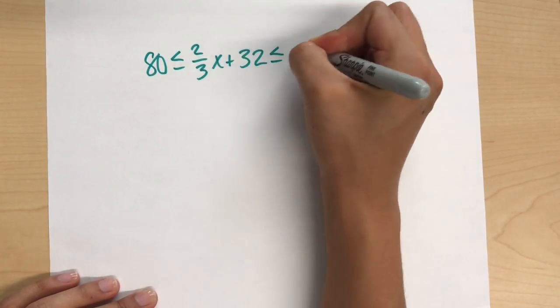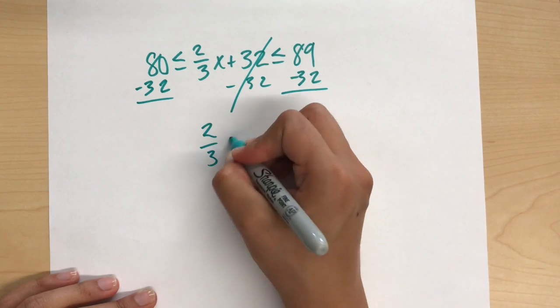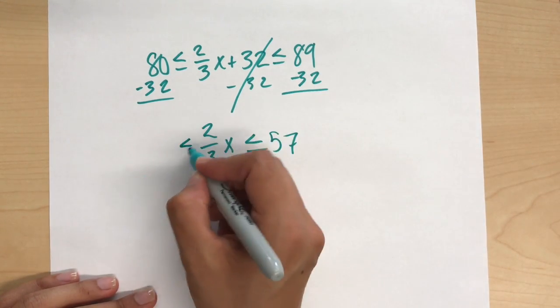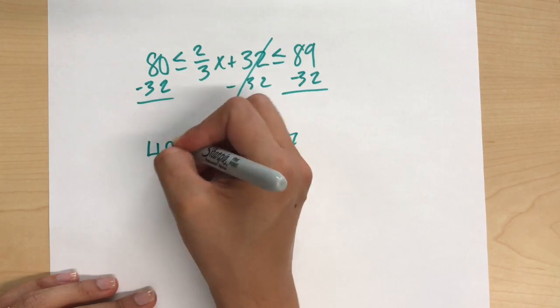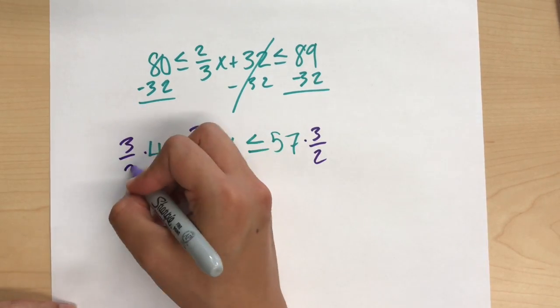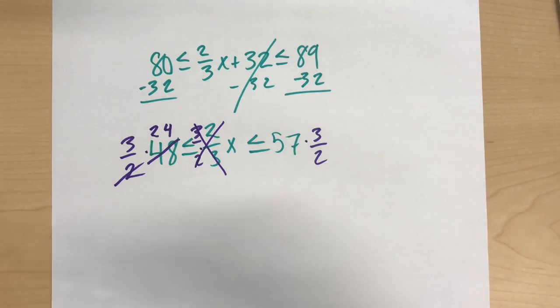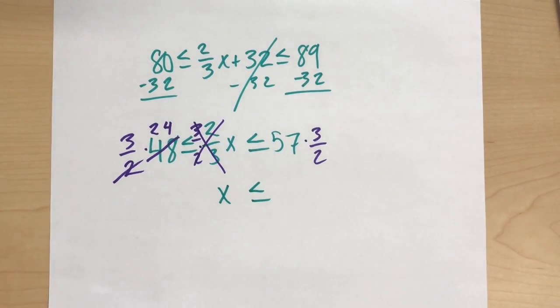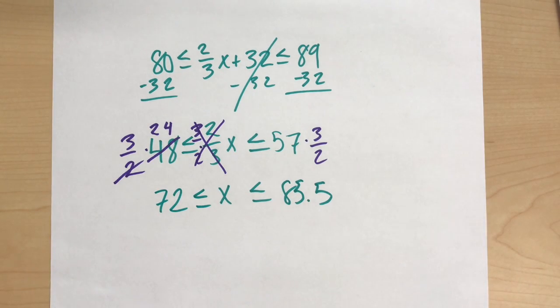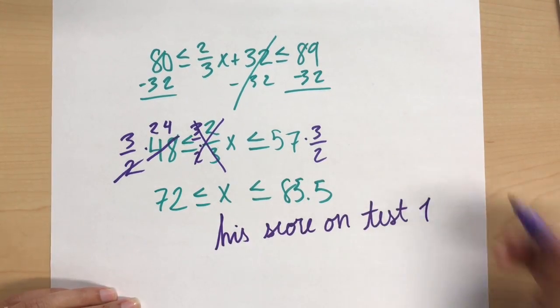Okay, that inclusive word is very important. It tells you whether it's just the less than signs or the less than or equal to signs. So I'm subtracting 32 from all 3 sides of the inequality, and I end up with 48 is less than or equal to 2/3 x is less than or equal to 57. Okay, then I'm going to multiply everything by the reciprocal of 2/3 so that it cancels. I'm going to do a little bit of algebra here and one thing on my calculator. I end up with x is less than or equal to 85.5. And then on the other side, I have 72, which means that Jim's first test score was somewhere between 72 and 85.5.